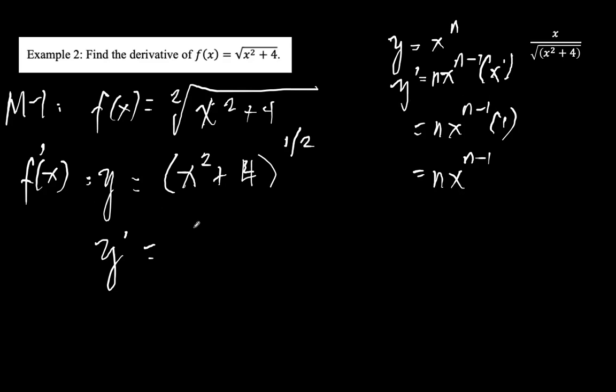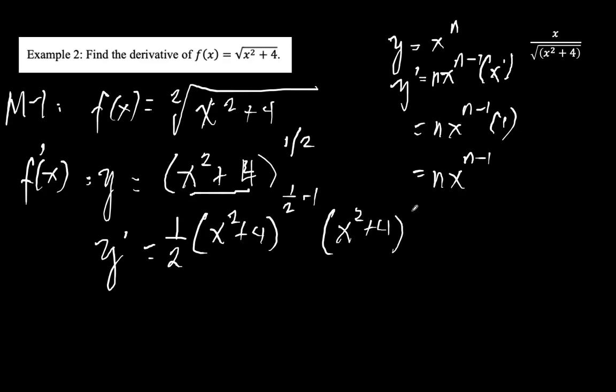So let's start doing this. Again, we just copy the exponent and write it as a coefficient. And then we copy the base, x squared plus 4, raised to 1/2 minus 1, of course. And since we have another function here, it's just like the x here, the base. So we need to differentiate x squared plus 4. This is a prime, which means we still need to differentiate this expression.